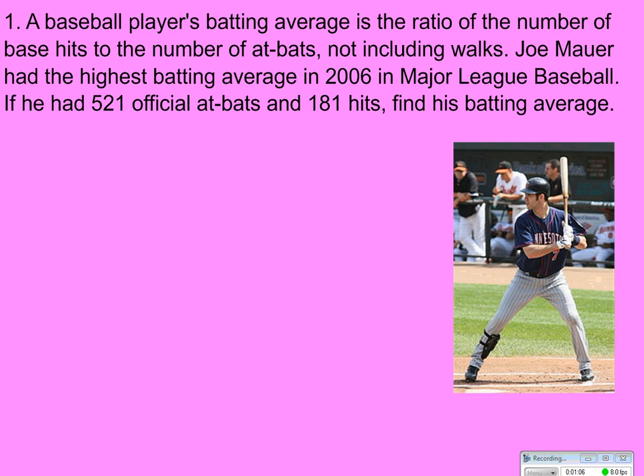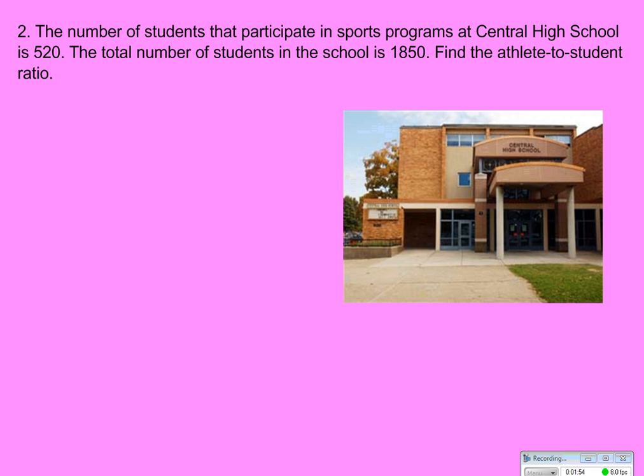So a baseball player's batting average is the ratio of the number of base hits to the number of at-bats, not including walks. Walks are not included in this. So Joe Mauer had the highest batting average in 2006 in Major League Baseball. He had 521 official at-bats and 181 hits. Find his batting average. So he had 181 hits at 521 at-bats, when he wasn't broken. So 181 divided by 521 is going to be 0.3098, so 0.310. So his batting average was 310, and all I did was compare the ratios.